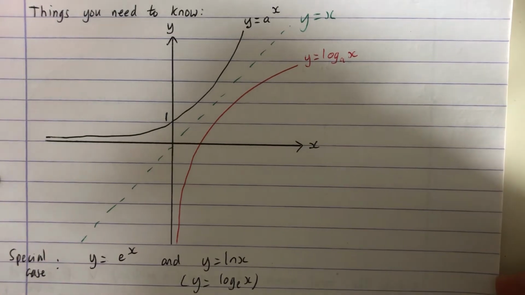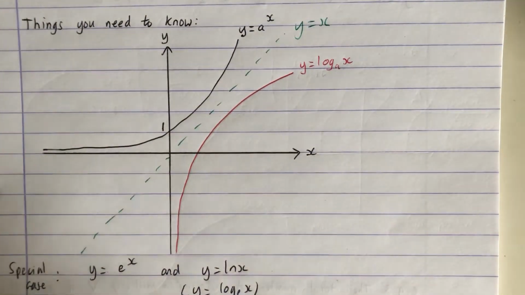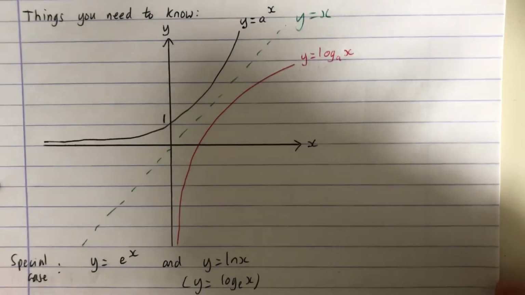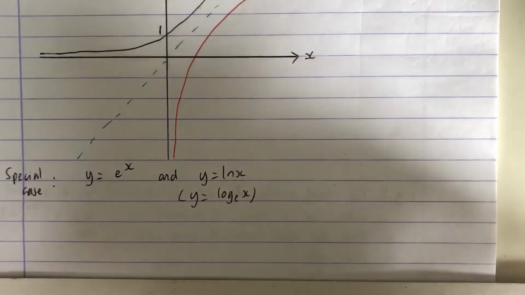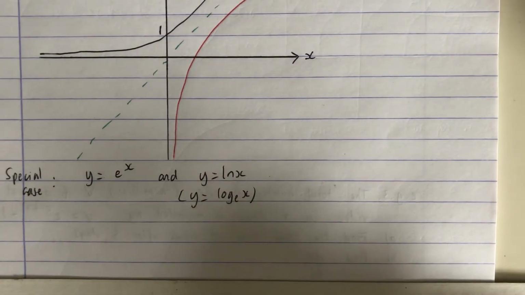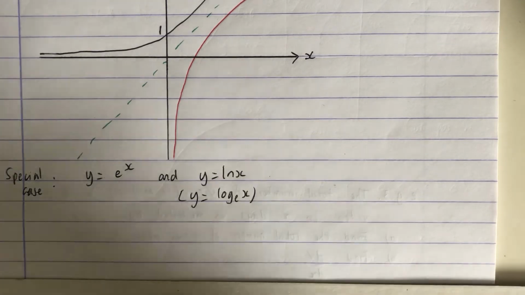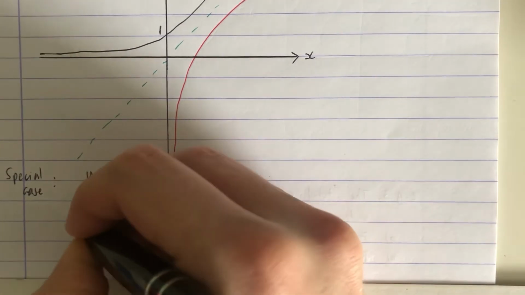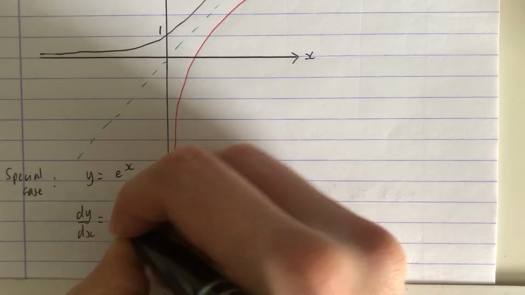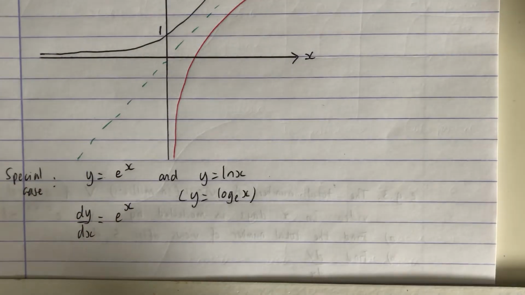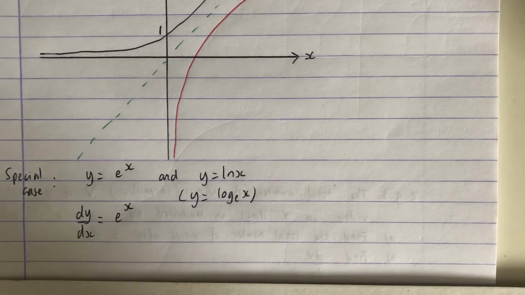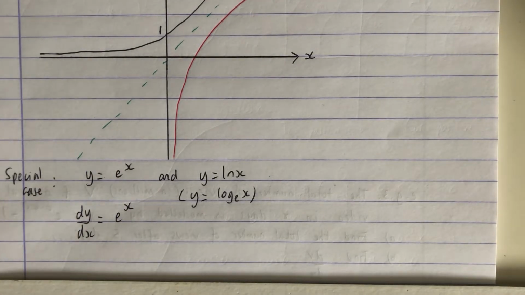other things you need to know about e to the x and some of its important properties is when you differentiate e to the x, it goes to itself. So dy by dx is equal to e to the x. That's one of the reasons why e to the x is the popular version of the exponential curves, is because when you differentiate it, it goes to itself.